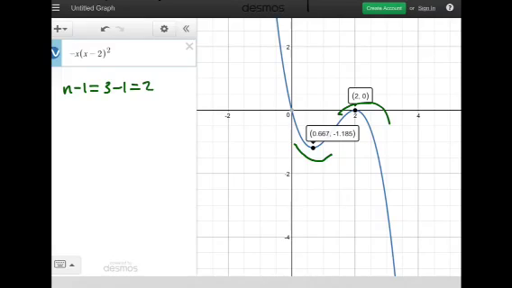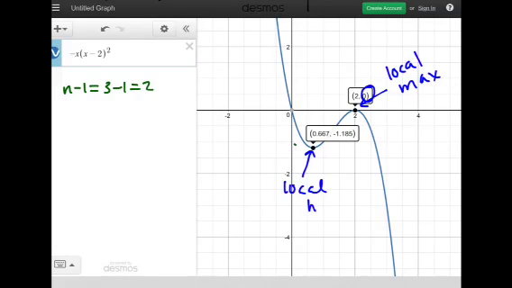This one has a local max right here. Let me just erase this part. It has a local max right here. The value is 0, and it has a local min right here. The value is negative 1.185. It has no global max or min because the ends of this graph go on up forever and down forever. So no global max, no global min.